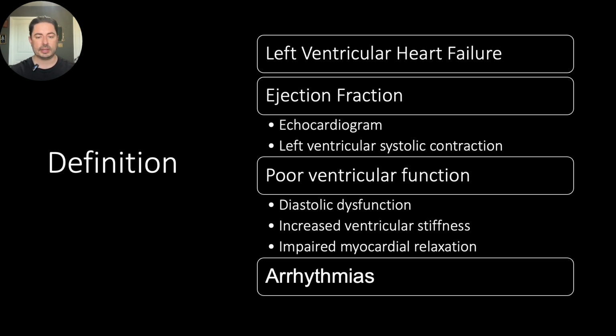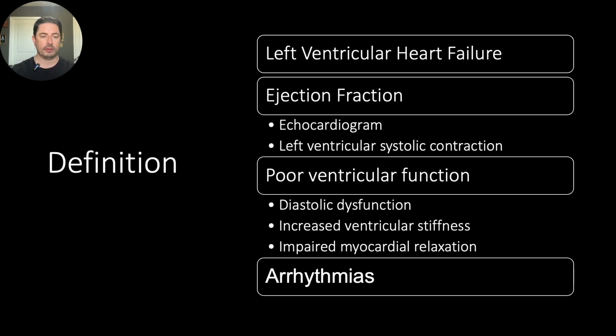And when we look at causes of poor ventricular function, this can be diastolic dysfunction. This can be an increase in the ventricular stiffness, and it can also be an impaired myocardial relaxation. So if I have a ventricle that is too rigid to open up, then it won't allow fluid into it. If I have an inability to relax so that that preload can fill that ventricle, then that would cause poor ventricular function.